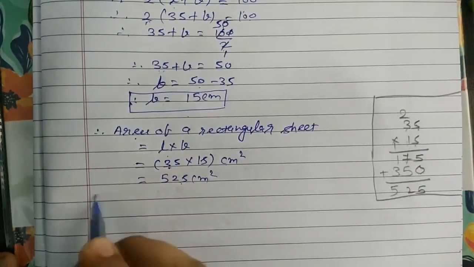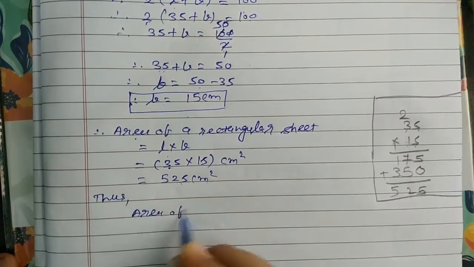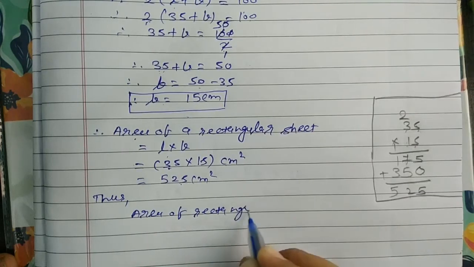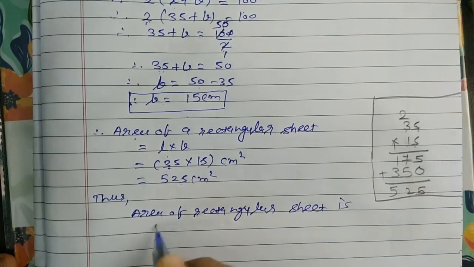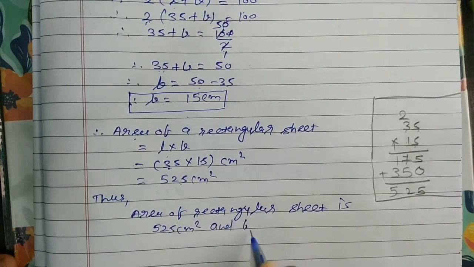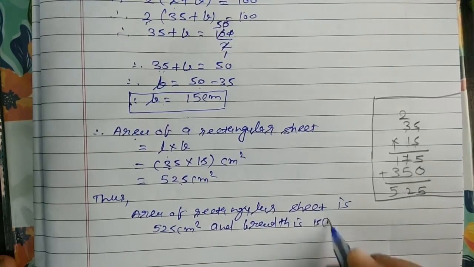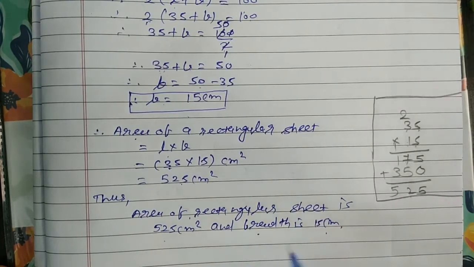So here we will write the full answer. Thus area of rectangular sheet is 525 centimeter square, and breadth is 15 centimeter. We can write first breadth also, that breadth of a rectangular sheet is 15 centimeter and area is 525 centimeter square.